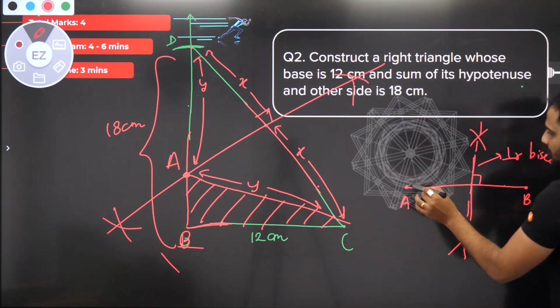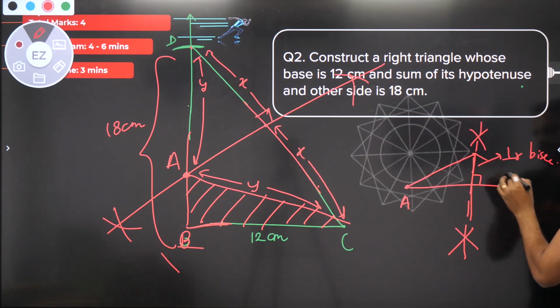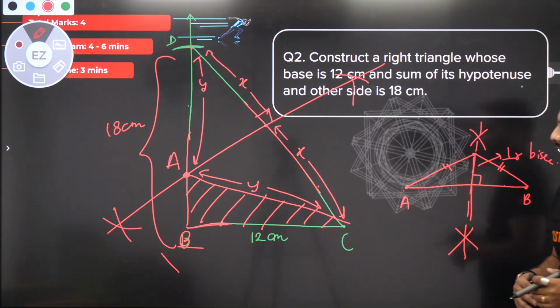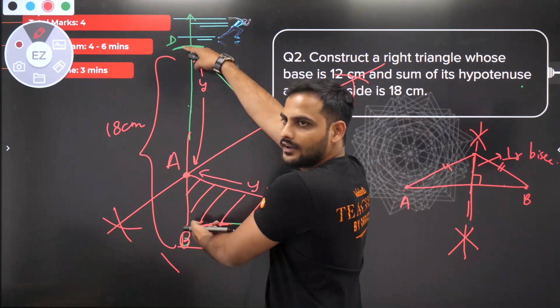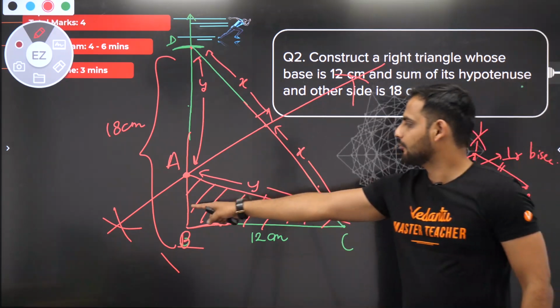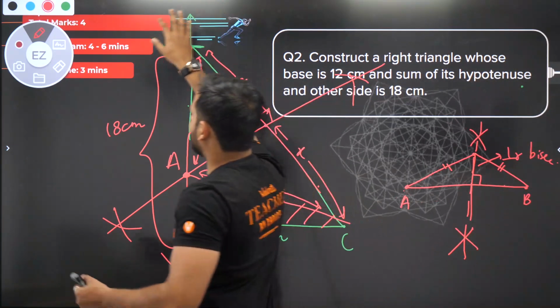Okay, if you join the perpendicular bisector to both A and B from any point on the perpendicular bisector, both lines will always turn out to be equal. It will always form an isosceles triangle, so these two lines are also equal. Earlier AB plus AD was 18 centimeter. Now also AB plus AC is 18 centimeter. So the sum of both sides is again 18 centimeter only. Okay, so this is how this can be done.